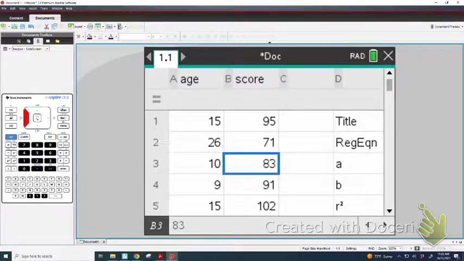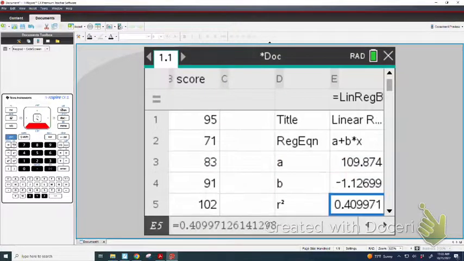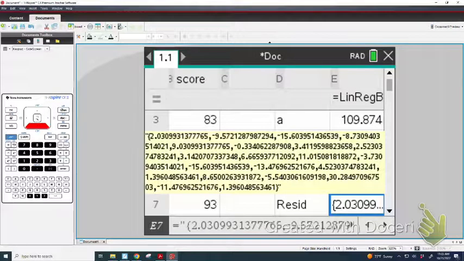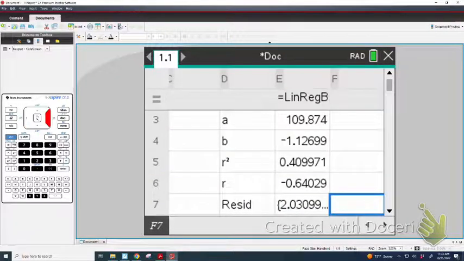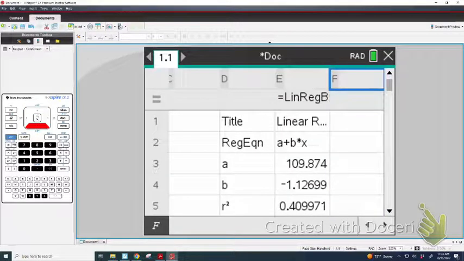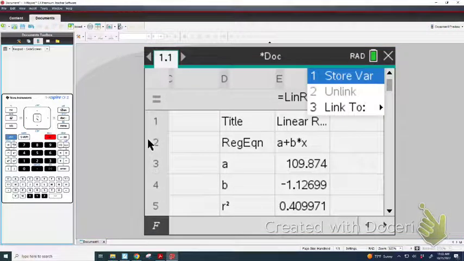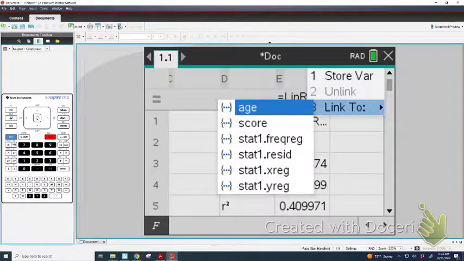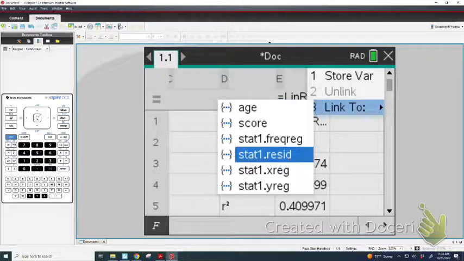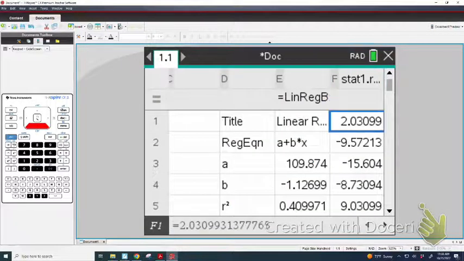When you type in all your data and you run linear regression, it's going to store these in a list in your calculator. These are stored somewhere. You just need to know how to pull them up. You don't have to read through all those. If you want to print them right here, highlight the top of an empty column, press var, then press link to, and look for the option that says stat resid, and it is right here. And there are all the residuals.